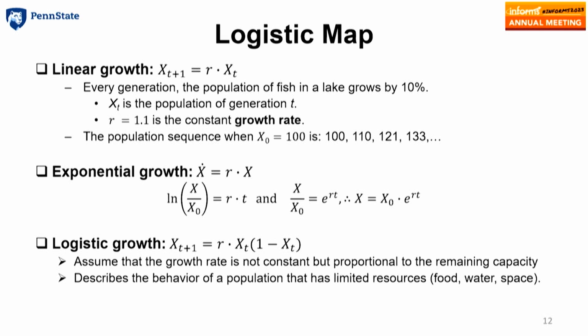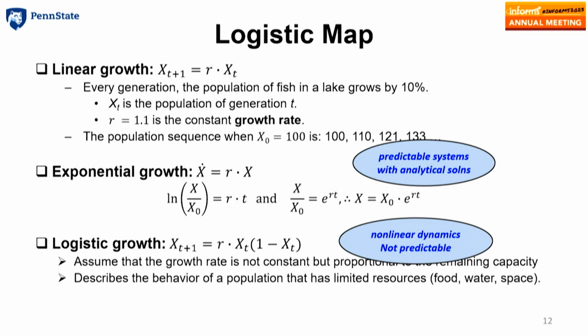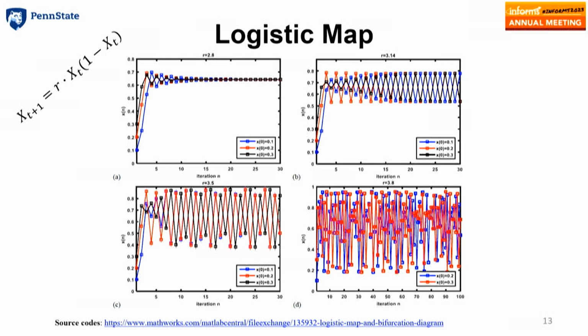So linear growth and exponential growth are predictable systems with analytical solutions. But nonlinear dynamics is sometimes not predictable. I'm going to show you. If we have r equal to 2.8, r equal to 3.14, r equal to 3.5, or r equal to 3.8, they have totally different behaviors. The system has different behaviors. And as we can see, with different initial conditions, for the parameter r equals 2.8, it converges. However, this one oscillates with period 2, with 0.1, 0.2, 0.3 initial conditions. But when it goes to 3.8, the system is getting a little bit chaotic.